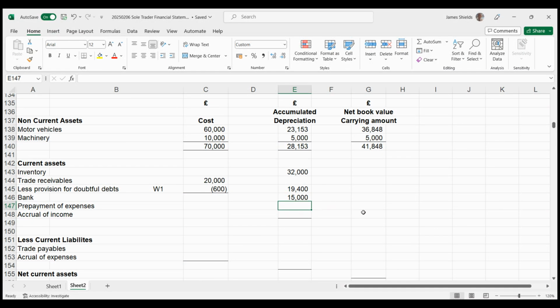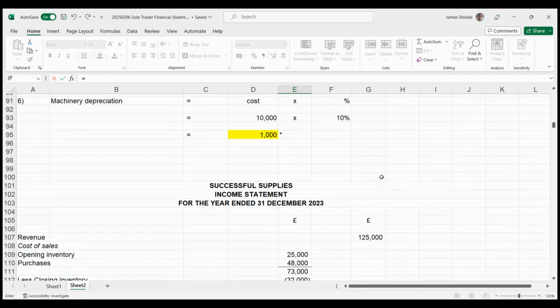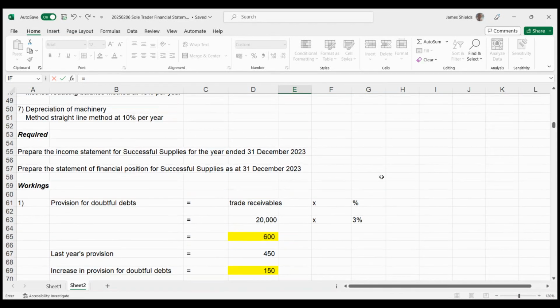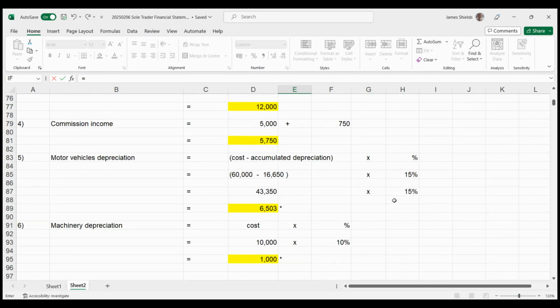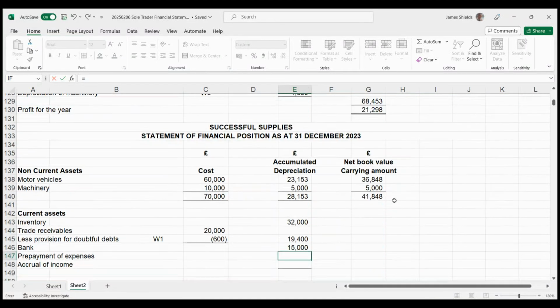Prepayment of expenses. That's the expenses we paid in advance. Now that's in the notes to the accounts. So if I go back, what we paid in advance was the insurance payment of £3,000. So that's going to be £3,000. So £3,000 for prepayment of expenses.